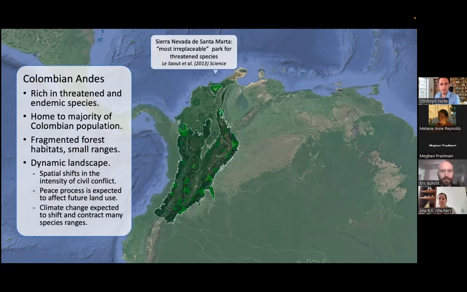We have added two areas to the Colombian Andes that we're also focusing on. One is the Sierra Nevada de Santa Marta, formerly not part of the Andes, but also a large mountain range and the most irreplaceable park for threatened species, according to an article in Science. We have also expanded the area a little bit to include the Caribbean lowlands, because we also began to map one of the most critically endangered ecosystems, tropical dry forest.